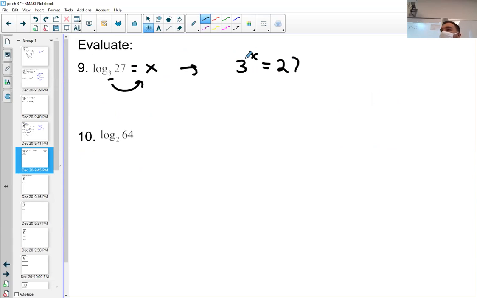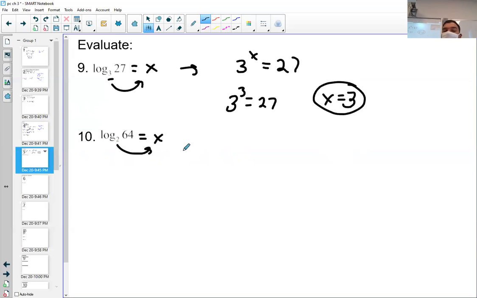Now you ask yourself, what do I put as an exponent to make it 27? 3. So your answer is 3 to the 3rd equals 27. So x must have been 3, because that's the number that makes it 27. Same concept here.